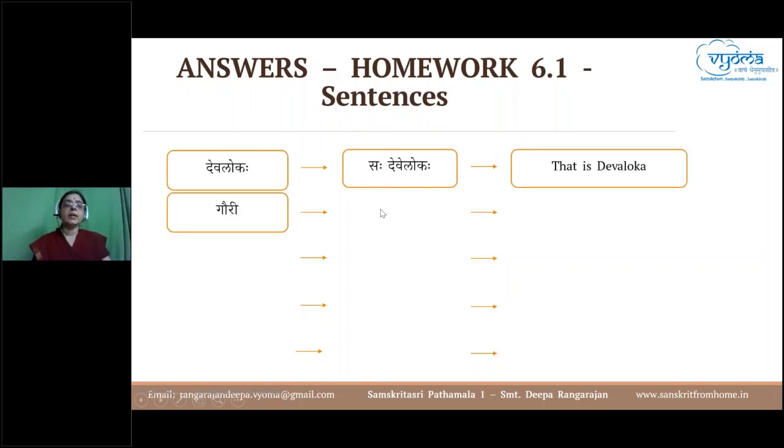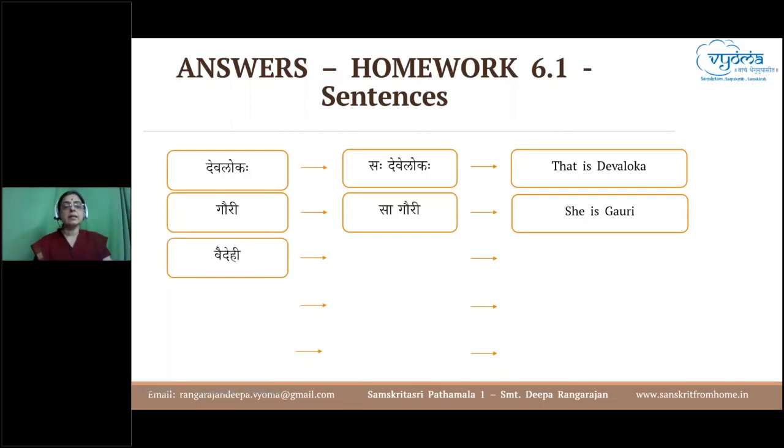Next one is Gauri. Sa Gauri. That is Gauri. Very good. She is Gauri. That is Gauri means she is at a distance. She is not close to you. She is either not to be seen or she is somewhere far away.